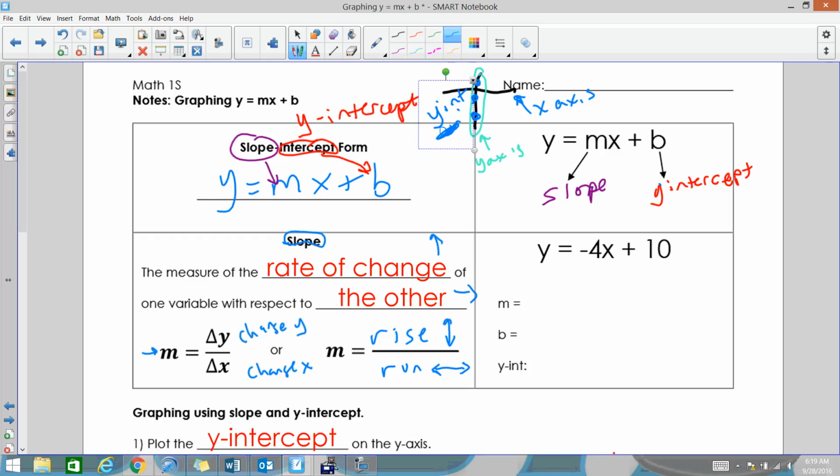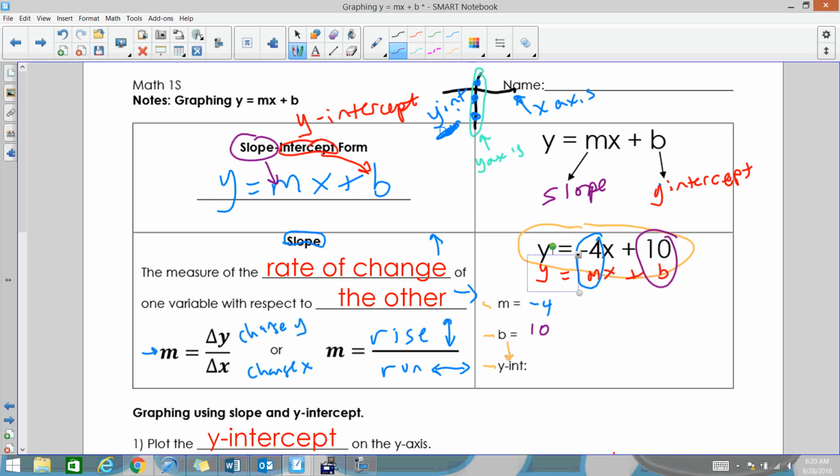Rise over run. So if we look at this first example right here, what we're going to need to do is identify what our m, what our b, and then really what our y-intercept are, which really are these two. But I'm going to show you what they mean. So in order to identify what your m and your b are, what I always do is I write y = mx + b right underneath my equation. Because now I can just circle, hey, this is my m, so my m is -4, and my b is 10. So my b is 10.